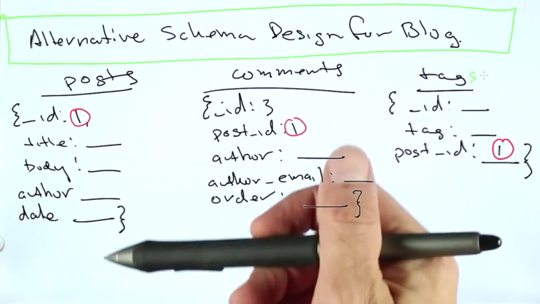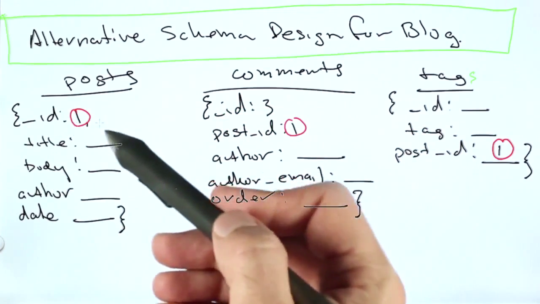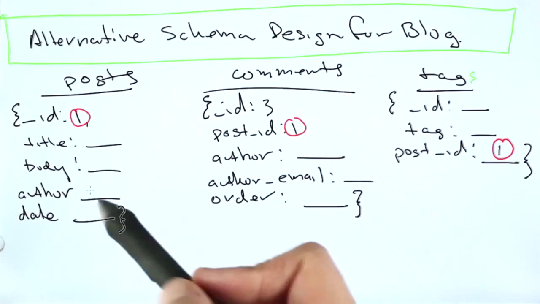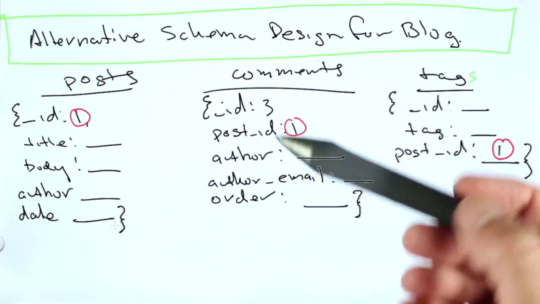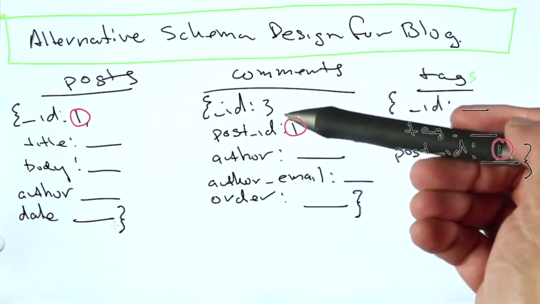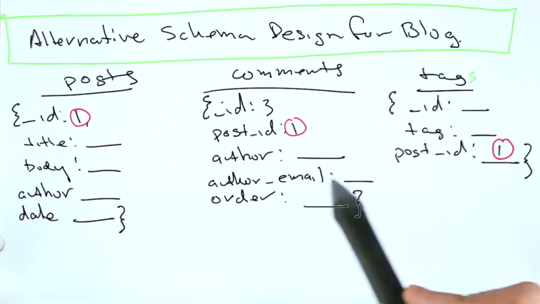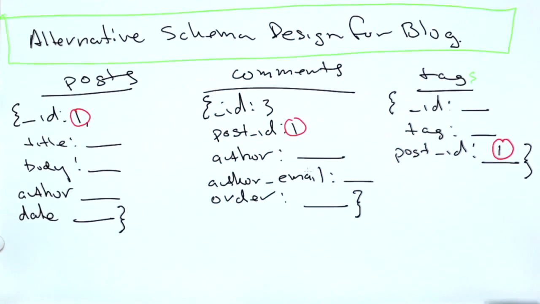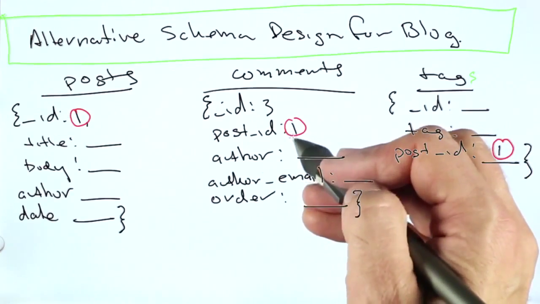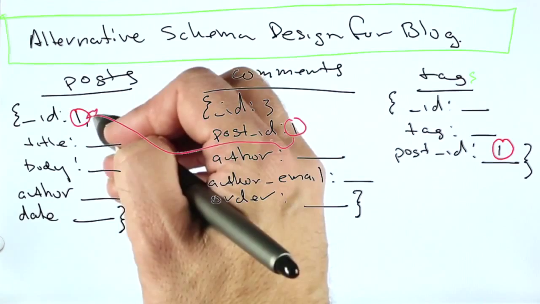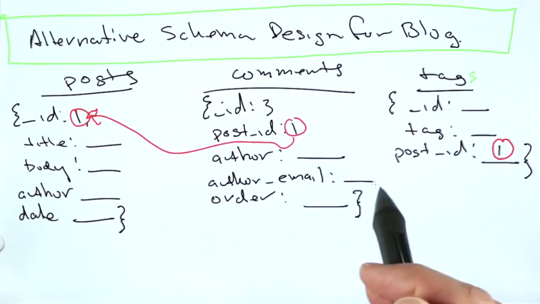Well, we'd have our post collection again, and the underscore ID would probably be the post ID, and there'd be the title of the post and the body and the author and the date. But then for the comments, we'd have multiple documents in the comments collection, and they'd probably be tied together in a similar way to the relational world, which is that this post ID would be the same as this ID right here. And then we'd have the author for the comment here and the author email there.